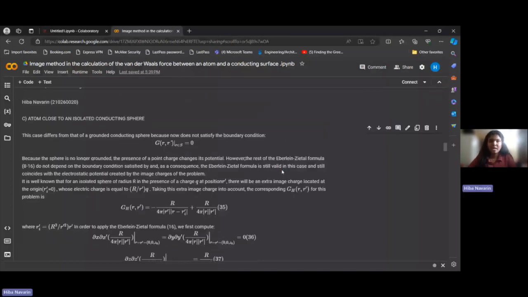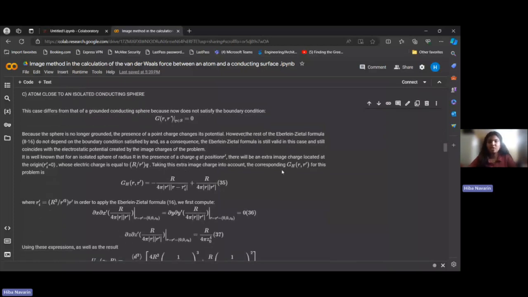This case differs from the previous case of the grounded conducting sphere because it does not satisfy the boundary condition as given, like the Green's equation. It does not satisfy it because the sphere is not grounded. If it has any charge, it will have a potential. Therefore, it will not satisfy the boundary condition.